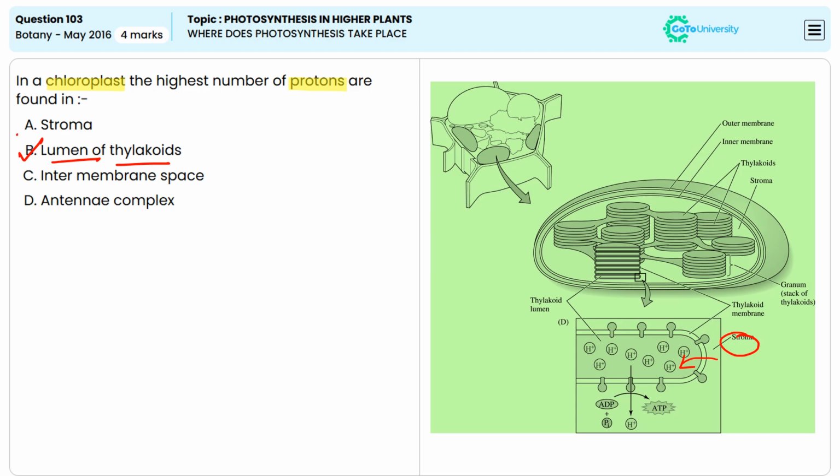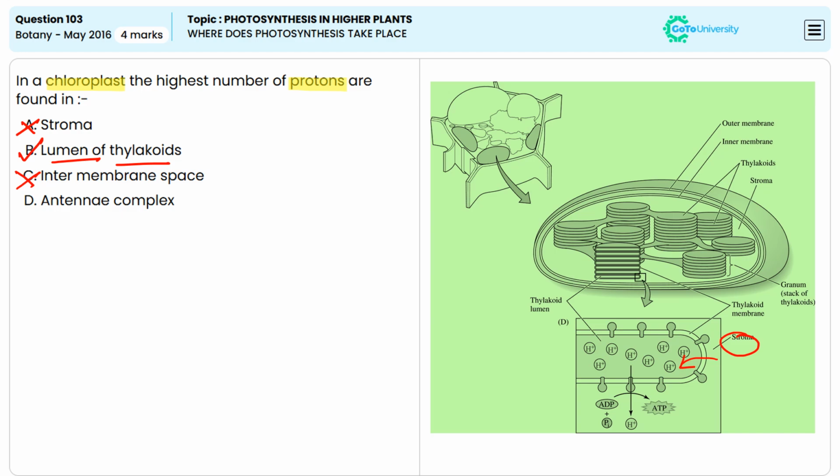Coming to option A, stroma. The stroma is the fluid-filled space surrounding the thylakoid membrane, and it has a lower concentration of protons compared to the lumen of thylakoid. So option A is incorrect. Option C, intermembrane space. The space lies between the inner and outer membranes of chloroplast, but it is not where the highest proton concentration occurs.